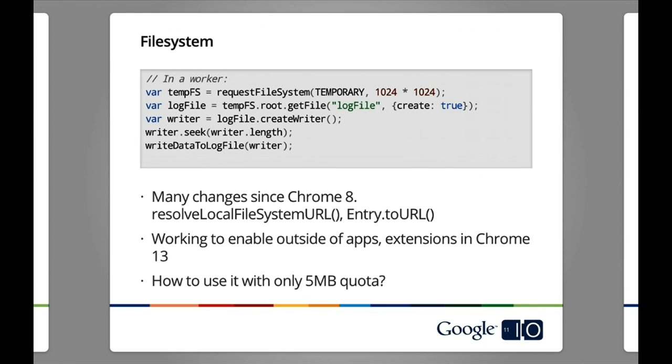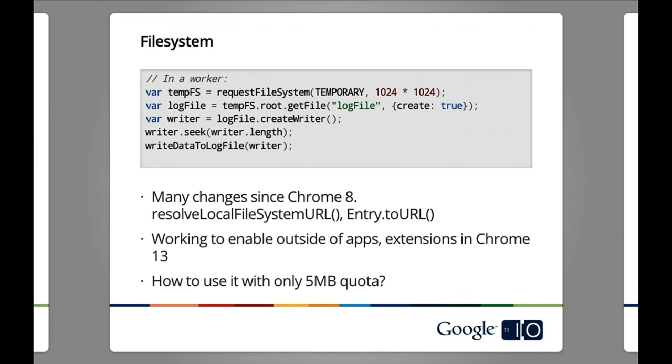For those who aren't familiar with Filesystem, I've got a snippet of code that shows what you can do with a file system. Here I'm requesting a file system that's temporary, and I'll talk a little bit more about that later. I'm creating a simple log file. I'm going to get a writer for the file so I can write to it. I'm going to seek to the end. I'm going to write some data to it.